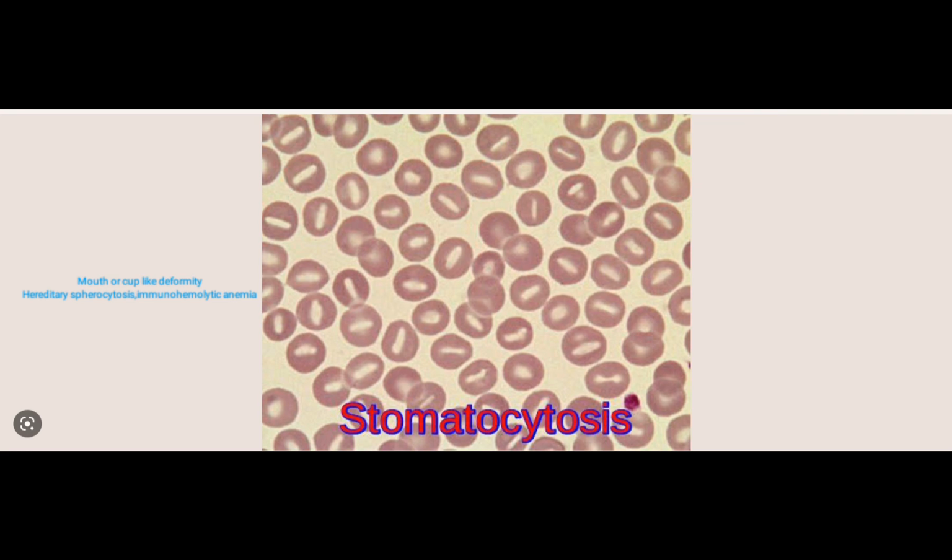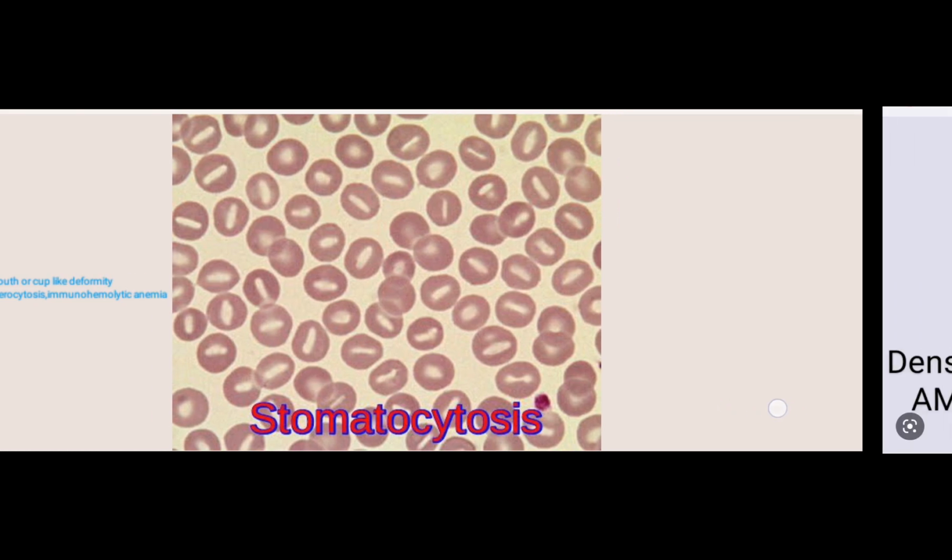Then next we have the stomatocytes. Basically, a stomatocyte is a mouth or cup-like deformity. It is found in hereditary spherocytosis and immunohemolytic anemias.